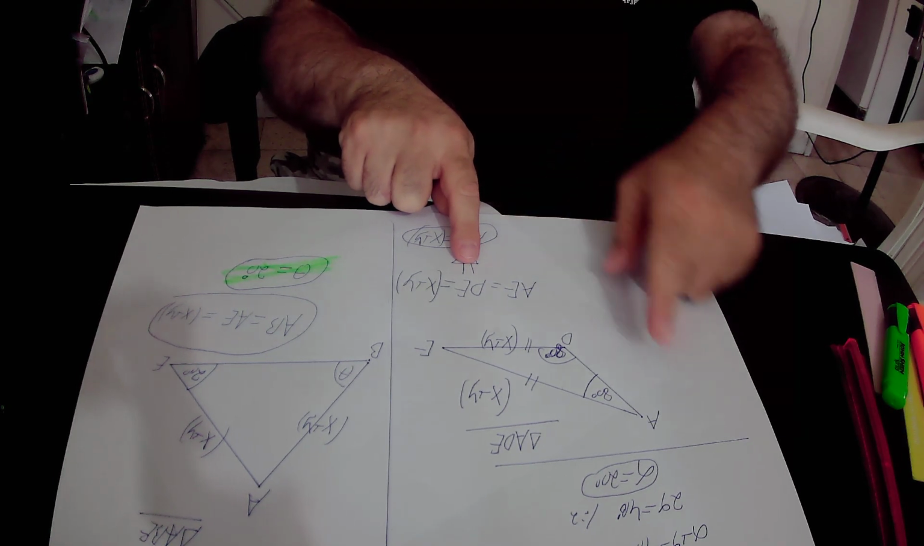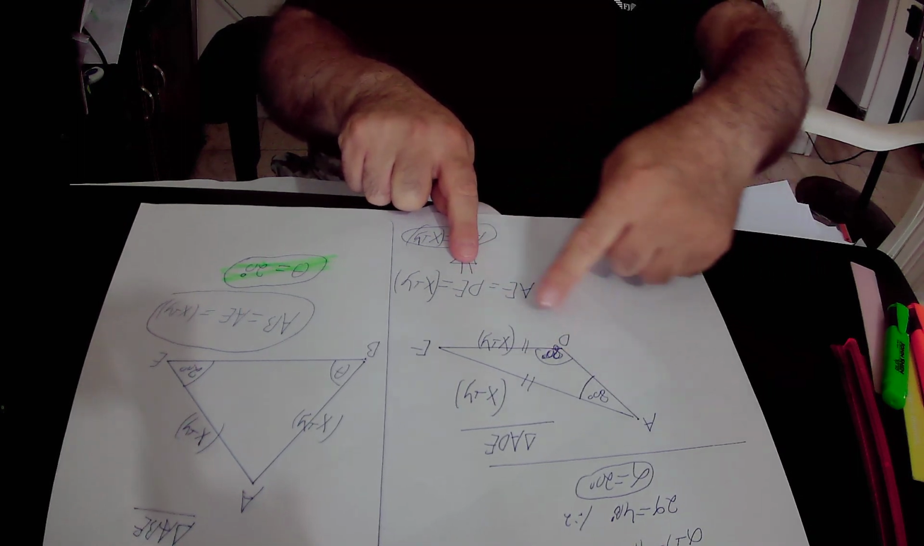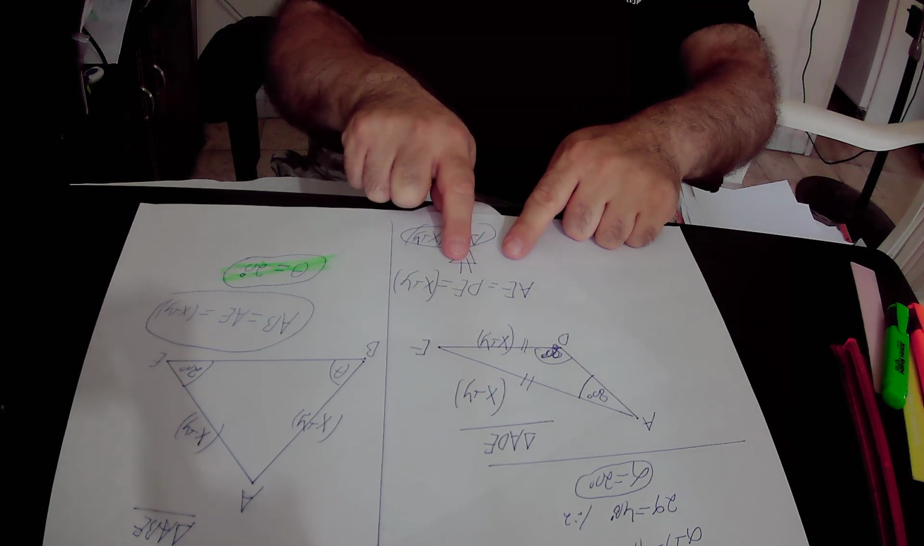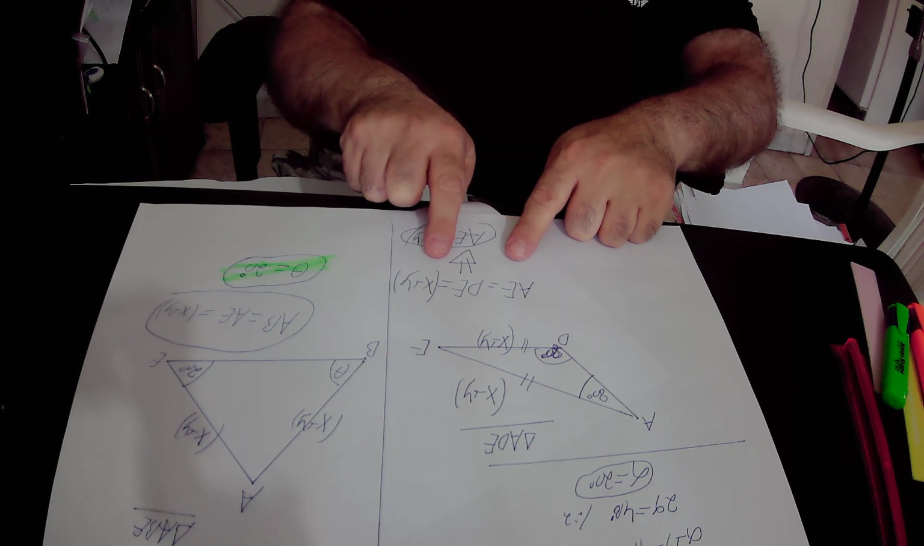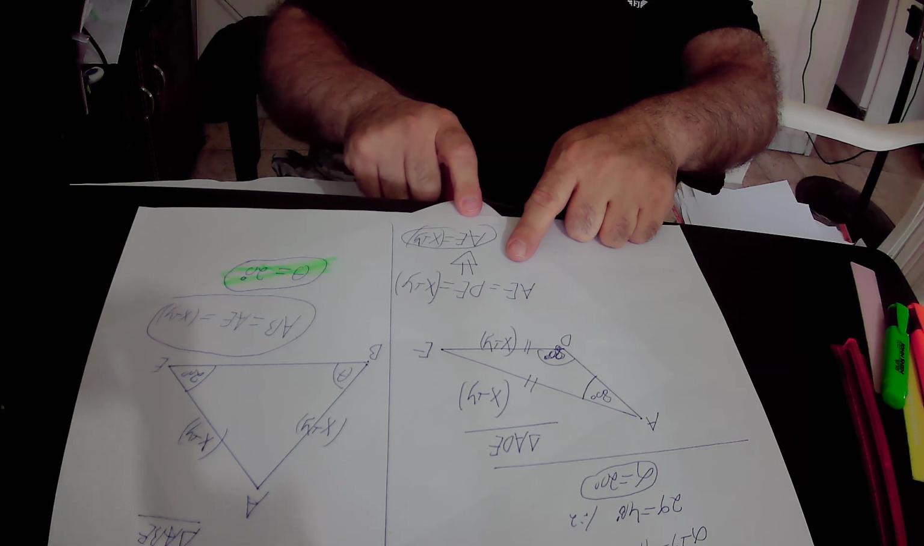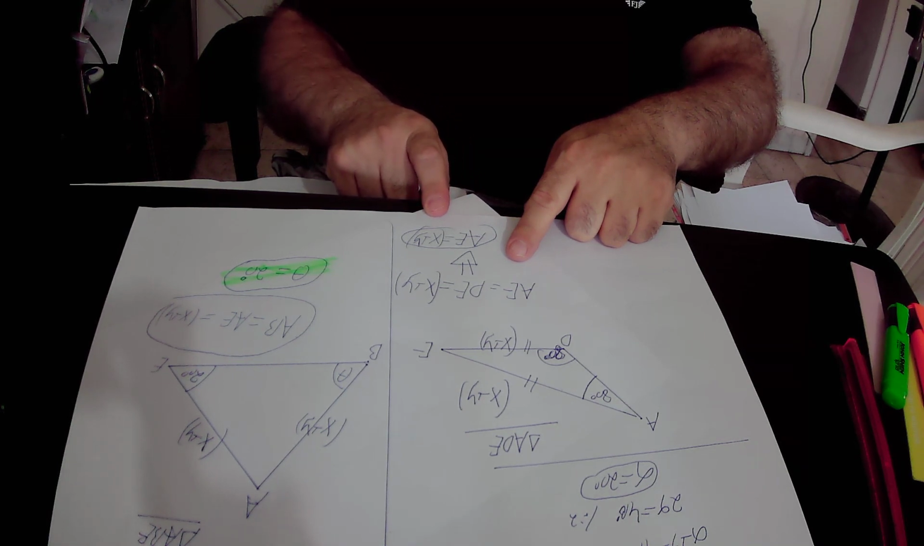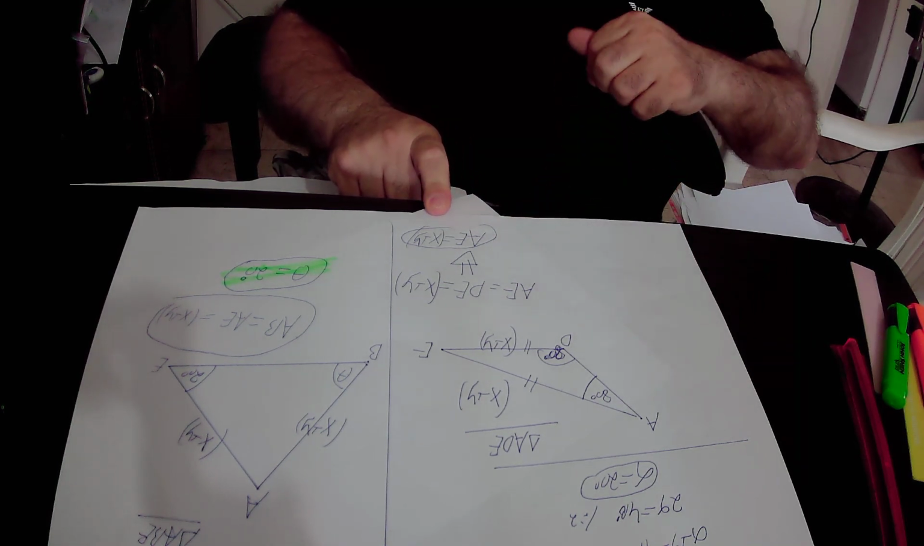So side AE equals side DE, but according to what is given in the question, side DE equals x plus y. According to what we have already found out, side DE equals x plus y. So from this equation, x plus y equals DE equals AE, we derive that side AE is also equal to x plus y. Side AE equals x plus y.